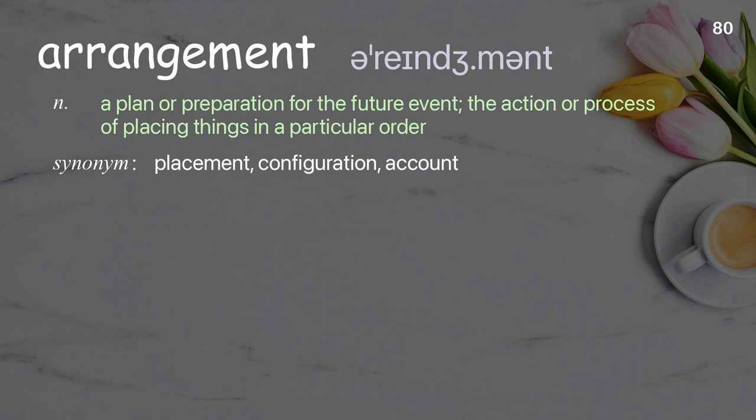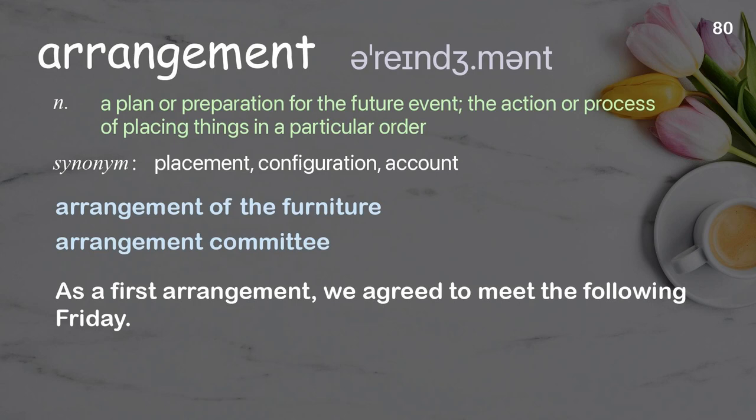Arrangement. A plan or preparation for the future event, the action or process of placing things in a particular order. Examples: arrangement of the furniture, arrangement committee. As a first arrangement, we agreed to meet the following Friday.